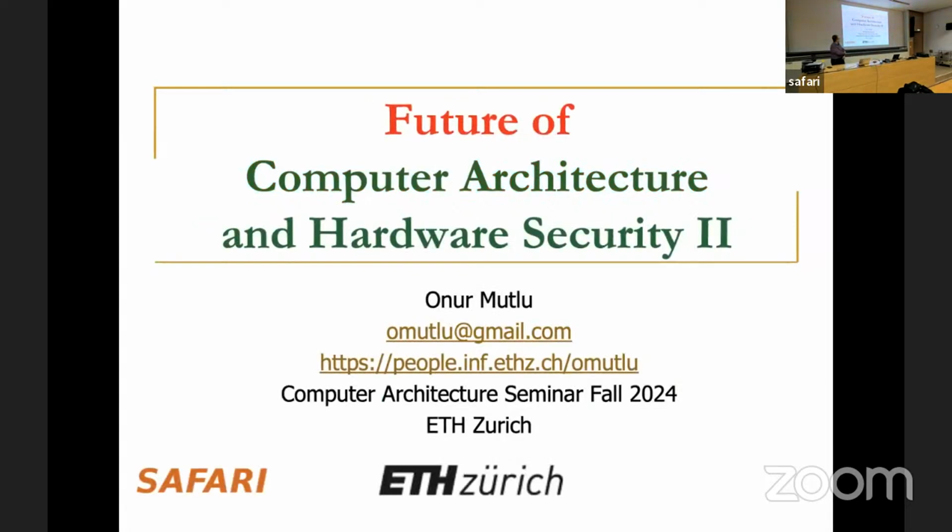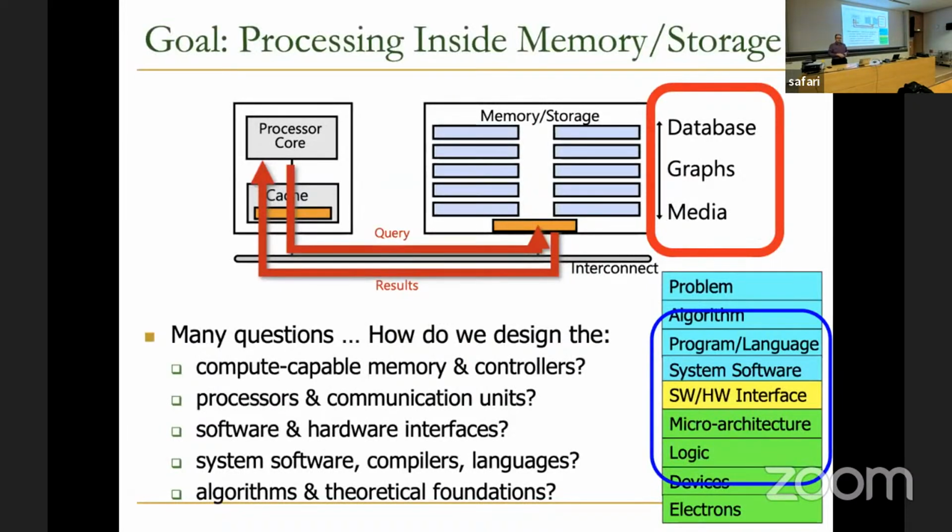We've been discussing the future of computer architecture and hardware security, and I'm going to continue from the part where we left off. We talked about different topics in computer architecture and hardware security, and then we reached this important paradigm, processing inside memory and storage. We discussed that this is quite essential to fundamentally improve energy efficiency and performance in computer systems. Today's systems are bottlenecked by data because we are moving data a lot, and most of the system is just allocated to storing and communicating data.